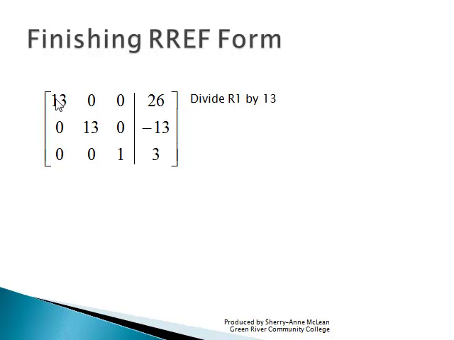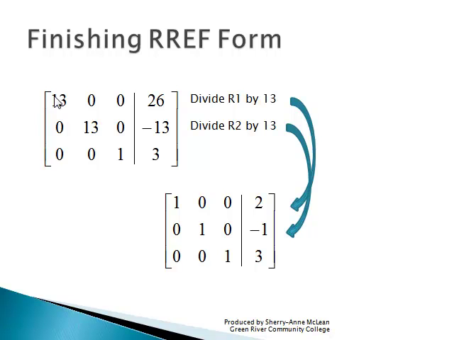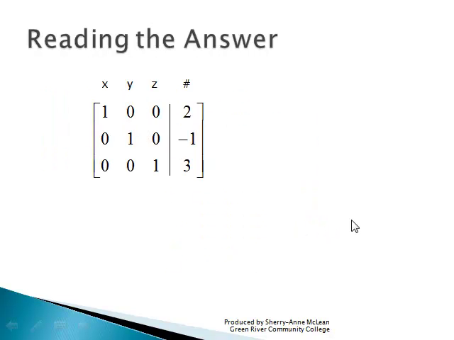That will get us a 1 where we need. We can divide the second row by 13 as well. That will get us the 1 that we need there. Remember to divide every single thing all the way across. 13 divided by 13 is 1. 0 divided by 13 is 0. 0 divided by 13 is 0. 26 divided by 13 is 2. Second row, you get 0, 1, 0, -1. And the third row already had a 1 where we needed it, so we'll just let that one go.